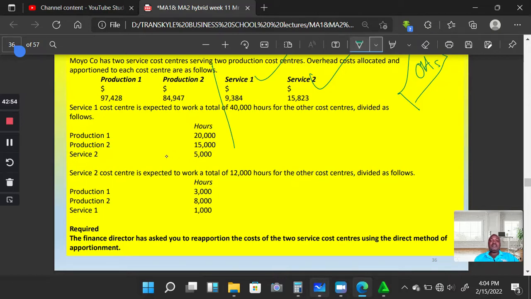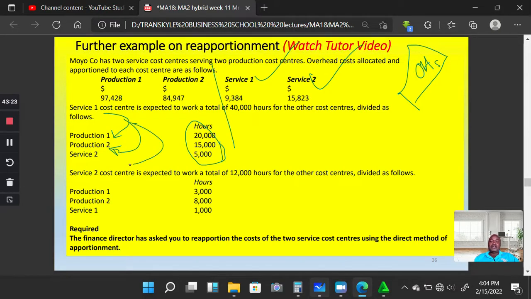We are given information. Service 1 cost center is expected to work a total of 40,000 hours for the cost divided as follows. If you add up these, 20 plus 15 plus 5, you get a total of 40,000. So these are the services offered by service cost center 1. It gives to production 1, to production 2, and then to service cost center number 2.